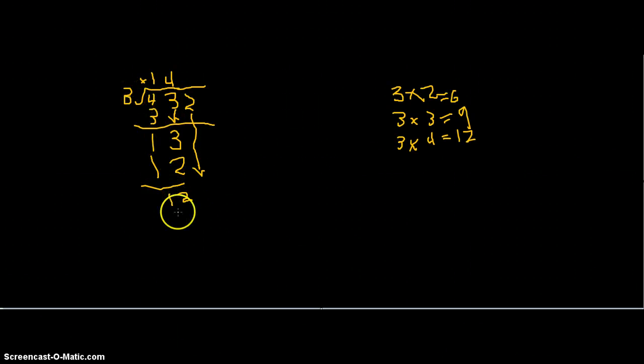Now how many times does 3 go into 12? So let's take a look. It doesn't go in 2 times. 3 times no, but 4 times yes. So let's go ahead and write our 4 up here, and 4 times 3 is 12. So we have 144, remainder 0. You don't have to write the remainder sign.